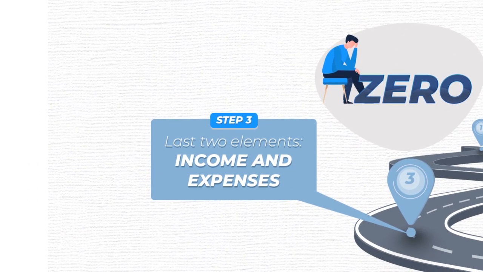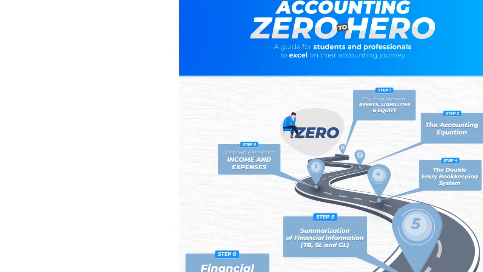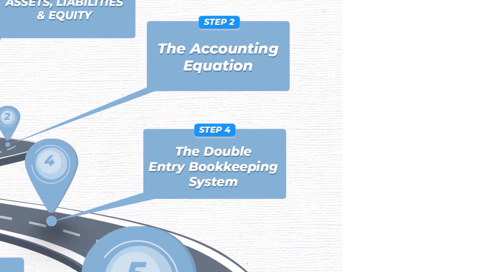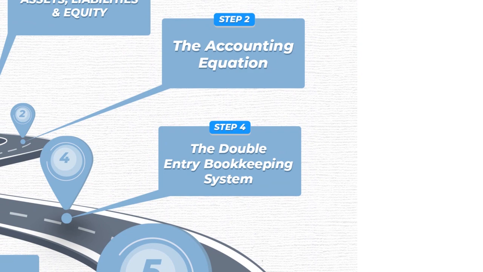In step 3, we will complete the elements of the financial statements by discussing the terms income and expenses. Once you have a good grasp of the first 3 steps, you are now ready to discuss step 4. In this step, we will now discuss in a series of videos how to record and analyze transactions using the double entry bookkeeping system. This is one big part of our job as accountants, so we will try to make this part as easy to grasp as possible.